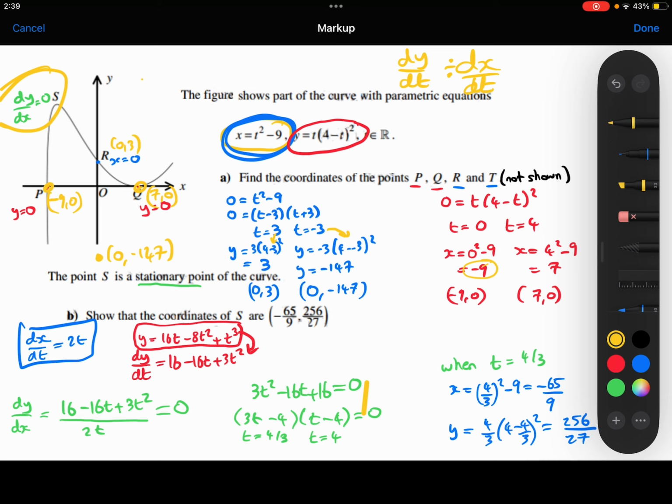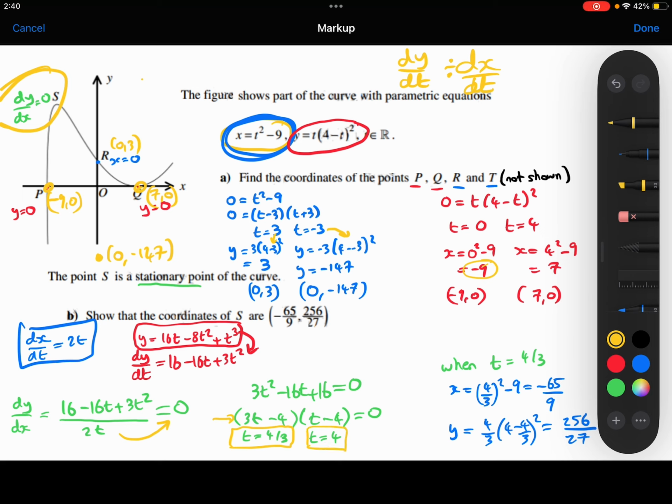I've then got the dy by dt divided by the dx by dt. And that needs to equal 0 for the stationary points. I'm now going to multiply both sides by 2t, and that leaves me with the 3t squared minus 16t plus 16 equaling 0. I've factorised that and solved that to find two values of t. I've got the 4 over 3 and 4.